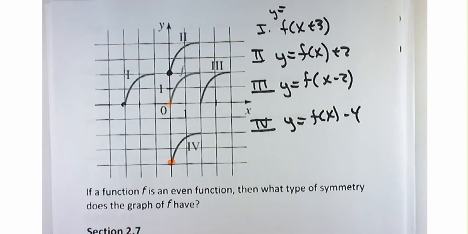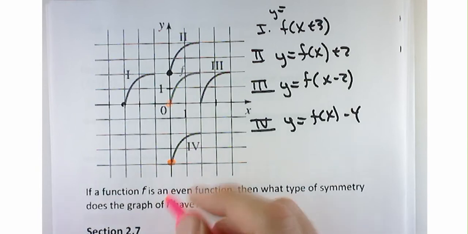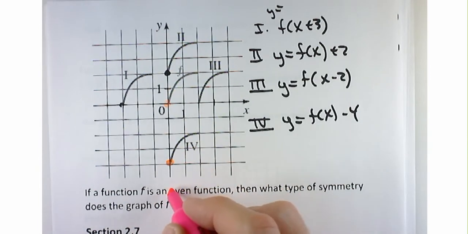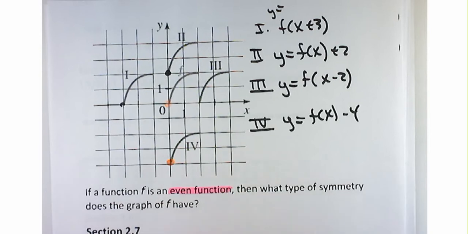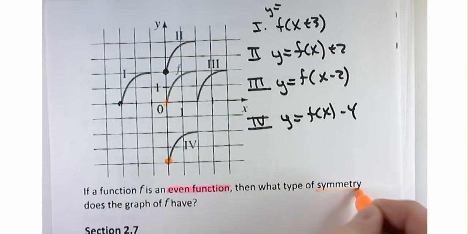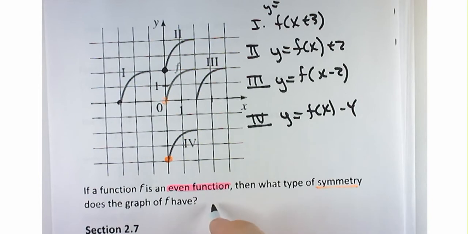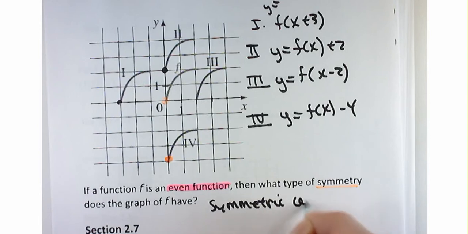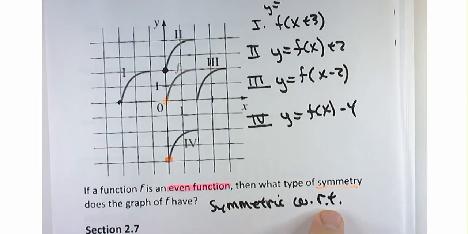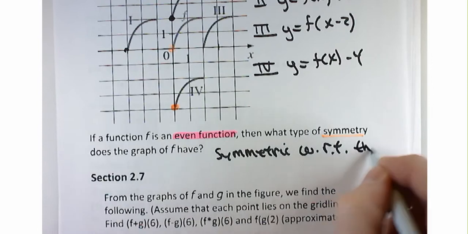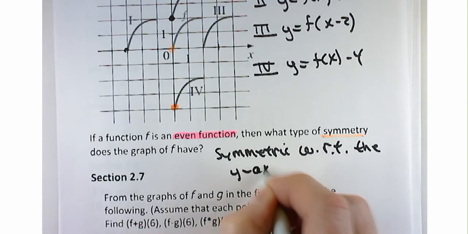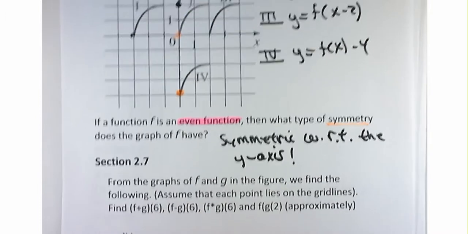While we're on the subject of graphs, a nice thing to be able to recognize is whether or not you have an even function. And even functions are easy to spot because they have a particular type of symmetry. And that symmetry is that they're symmetric with respect to, anyone want to fill in the blank? Symmetric with respect to, I'm being lazy here, with respect to the y-axis. Bonus points. Excellent.